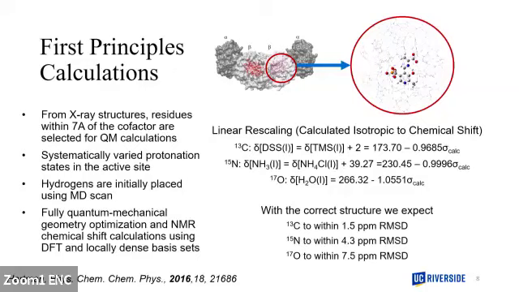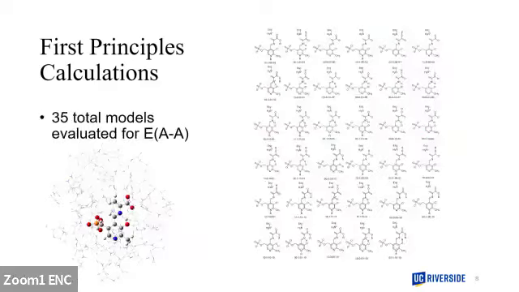For a correct structure, we expect from model compound studies to have the error ranges listed: 1.5 ppm for carbon, 4.3 ppm for nitrogen, and 7.5 ppm for oxygen. For the aminoacrylate, we modeled 35 different combinations of protonation states. These are again done in our 7 angstrom cuts and allowed to geometry optimize, and then NMR calculations are performed.